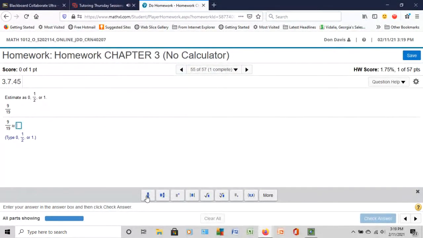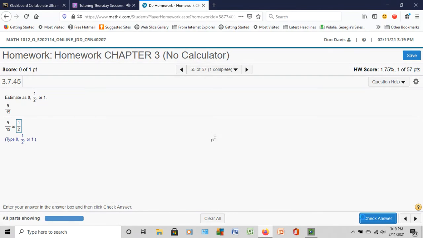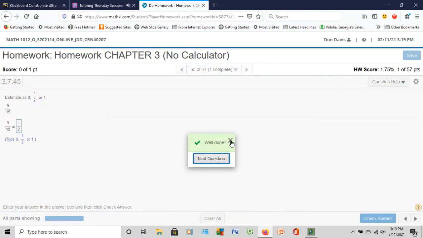We'll have to use the fraction bar tool down here. So 1/2. Check the answer. It liked it.